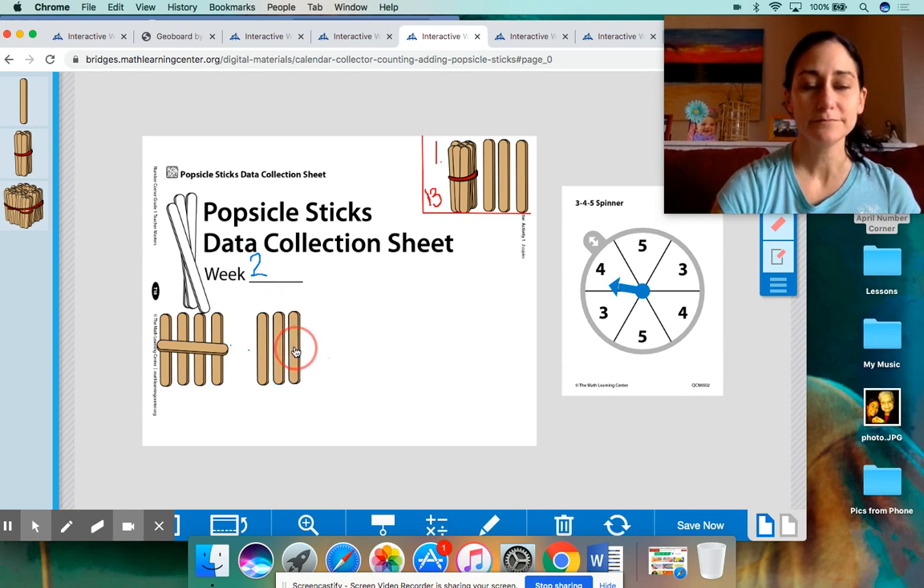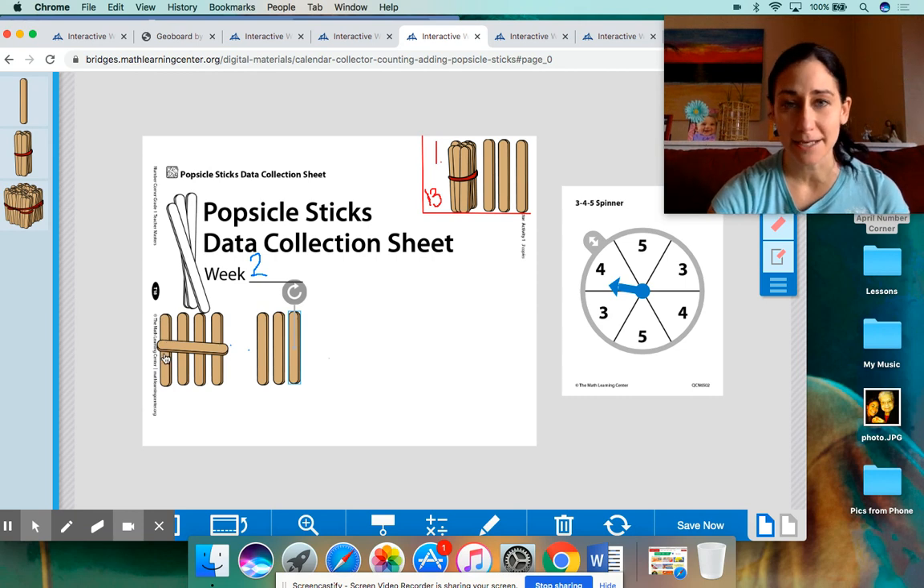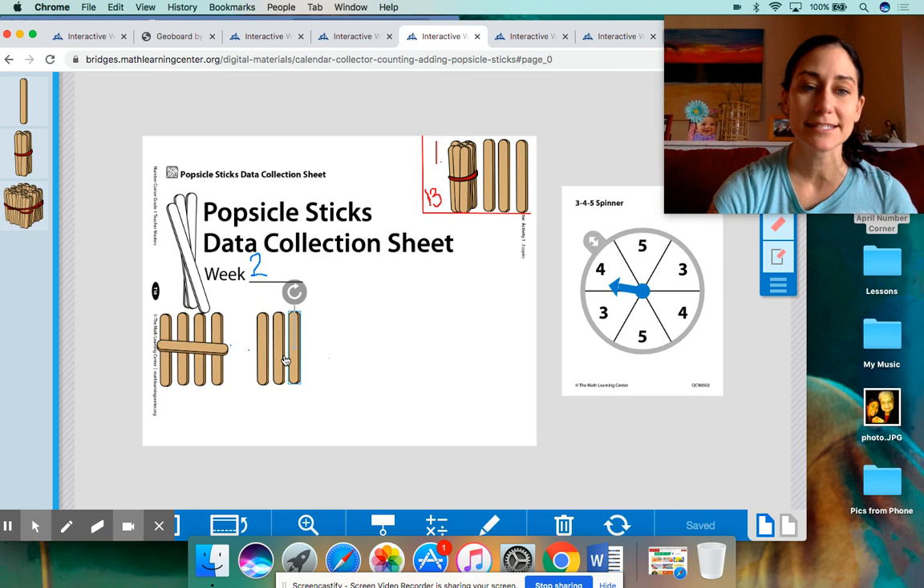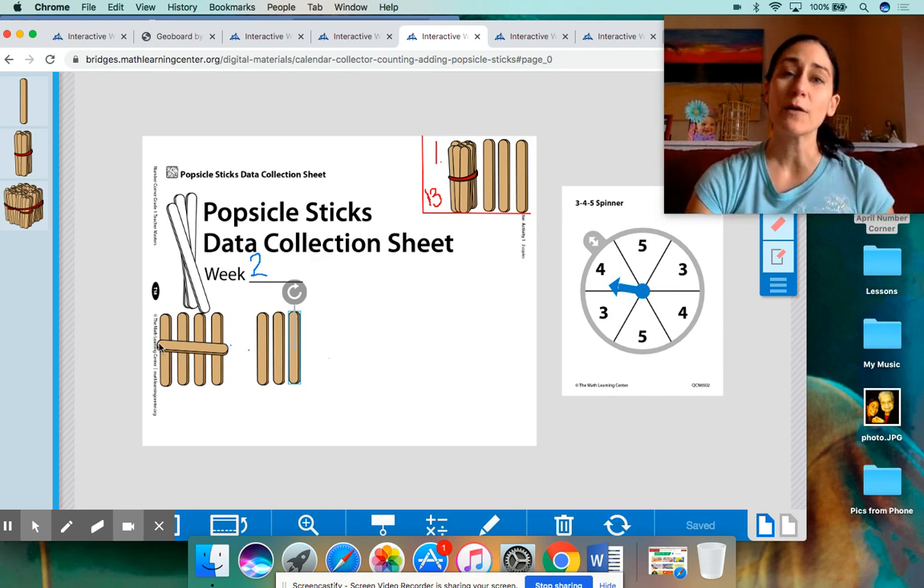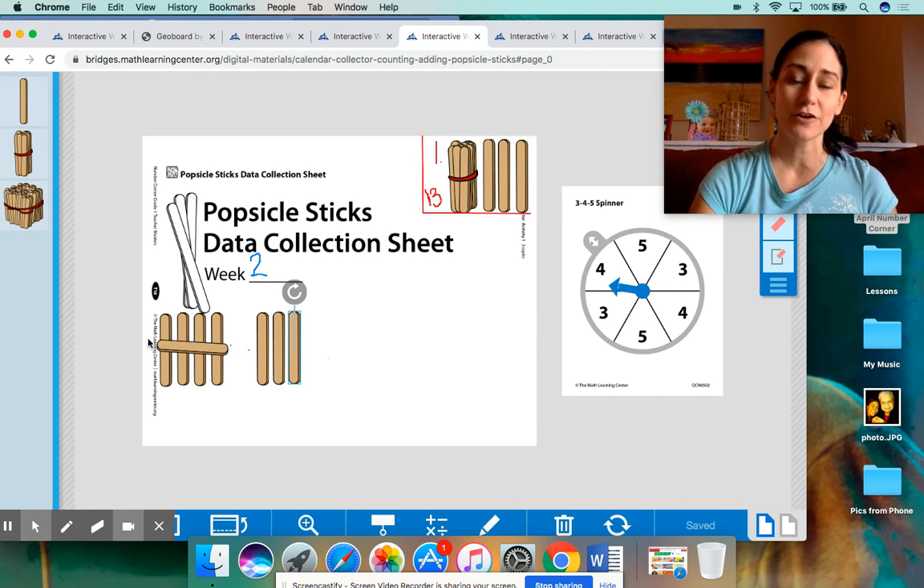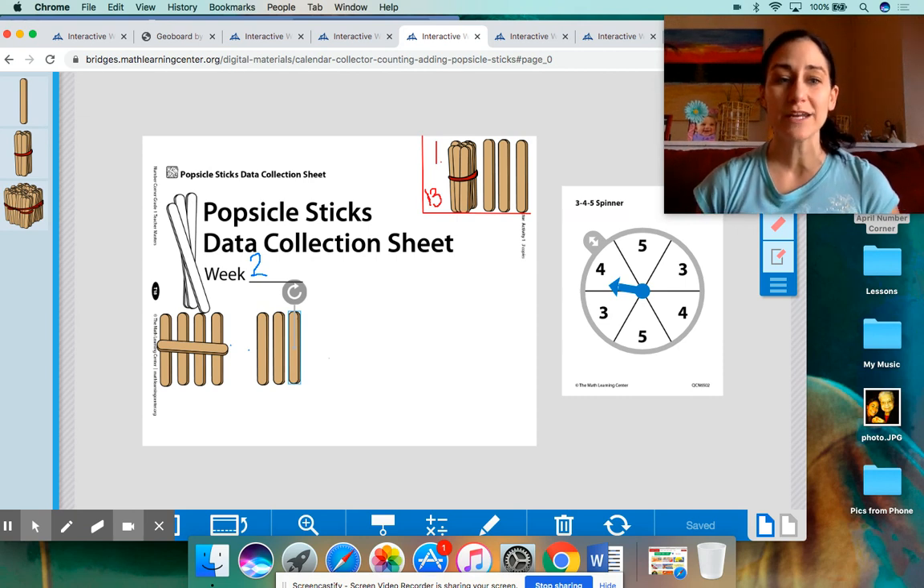4. Now, when we count these, we don't have to count one at a time starting here, 1, 2, 3, 4, 5, 6, 7, 8. We don't need to do that. That takes a little too long. That's why we organize them like this. The fifth one goes across so we can recognize it easily. We can point to that group and say 5. And then we keep counting up. 6, 7, 8. So far this week we have 8.